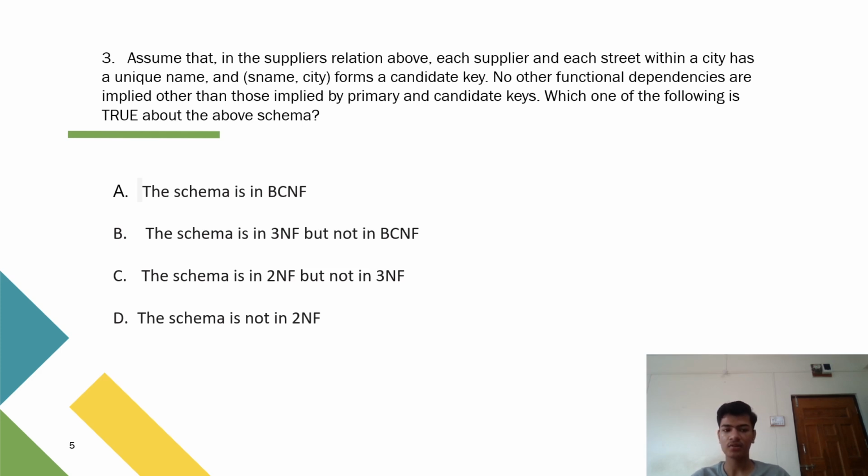Now talking about option C, it is also incorrect because there are no other partial dependencies. Similarly, option D is also incorrect. So our correct option is option A. The schema is in BCNF.